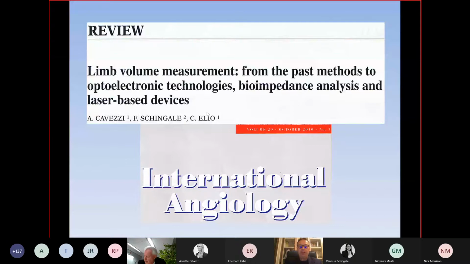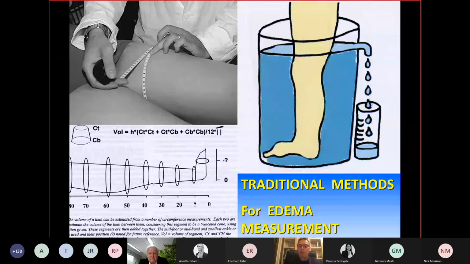With Dr. Shingale and Dr. Elio, I had the luck to publish this article trying to evaluate a few devices to investigate limb volume measurement, and somehow we spoke about bioimpedance, though we know that other methods are considered the most validated ones, such as water volumetry, for example, or simple volumetry derived from circumference measurement.